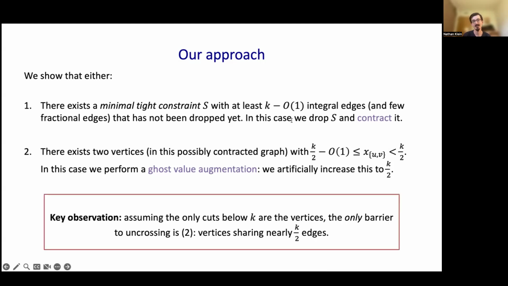And our key observation is as follows. So long as the only cuts that are less than k in the graph are the vertices, which is true for us since we always contract sets that we drop, then the only barrier to uncrossing, this step one we mentioned before, is these vertices that share almost k over 2 edges, but not quite.